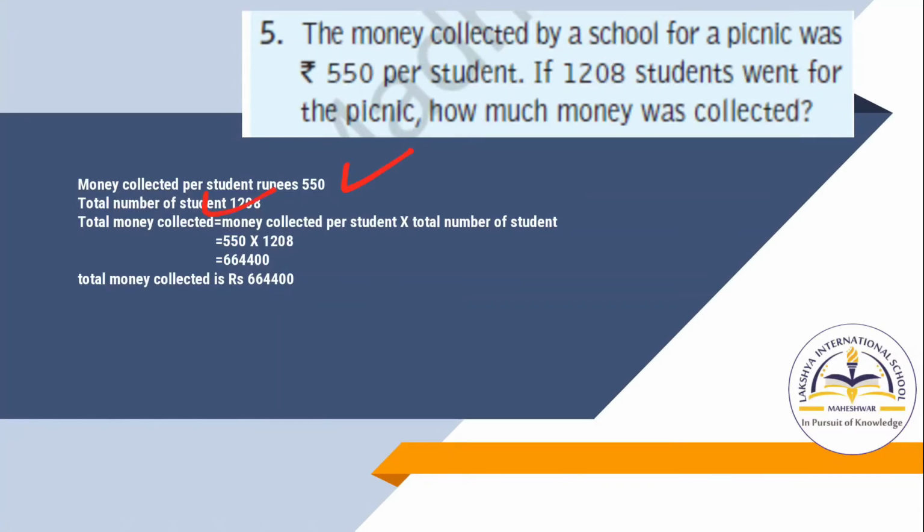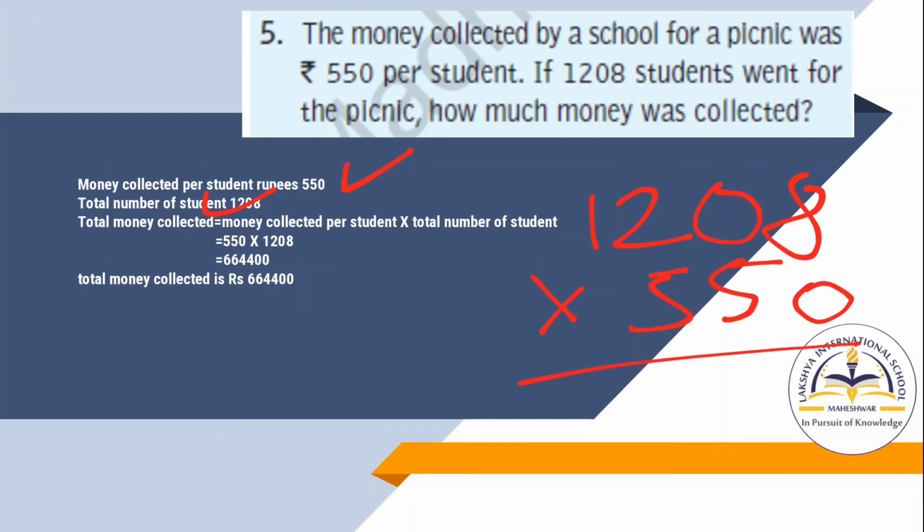Now total money. Total money will be calculated as money collected per student multiplied by the total number of students. 1208 are the students, and 550 is the money which is decided. So you have to just multiply them. When you multiply, you will get 664400. This is your answer.